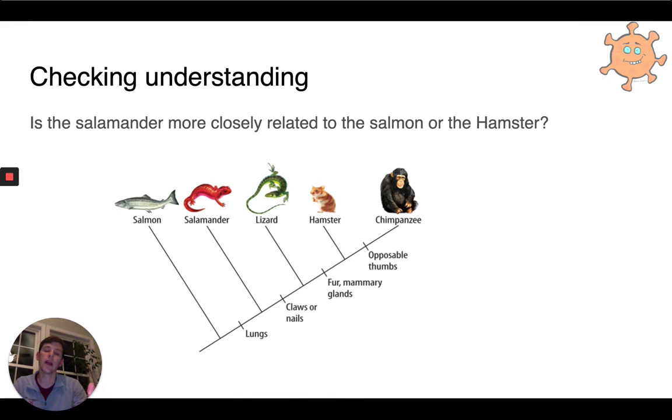So hopefully that helps you to understand the concept of evolution a little bit better, and some of the different evidence, and not only that, but also how we can use that evolutionary information to help us solve some problems that we might be facing, like the current pandemic that we're in. All right, so that is cladograms, dealing with evolution.